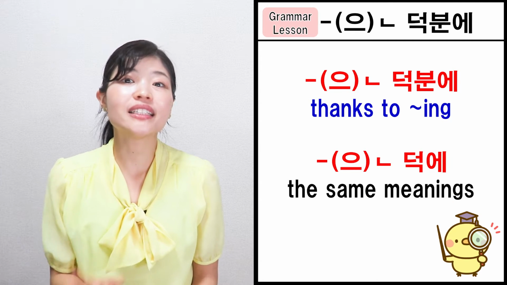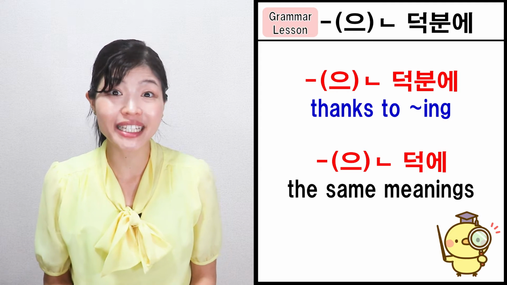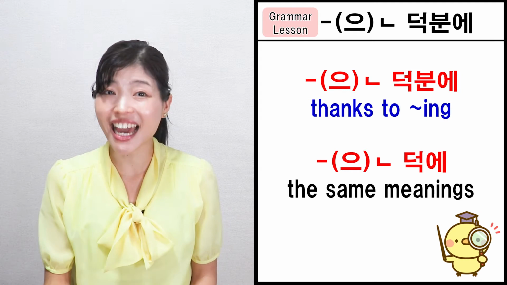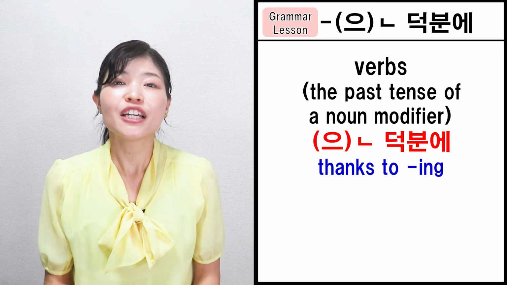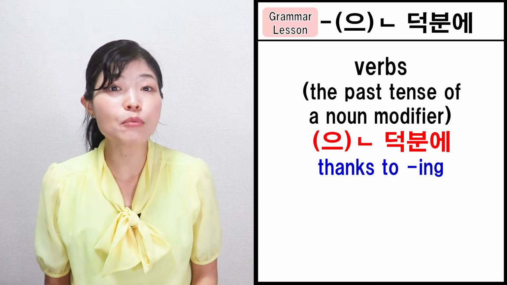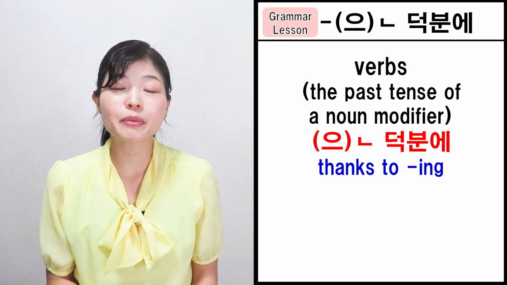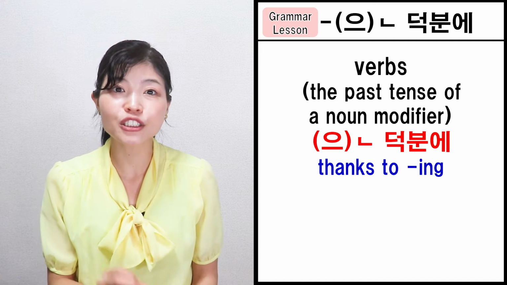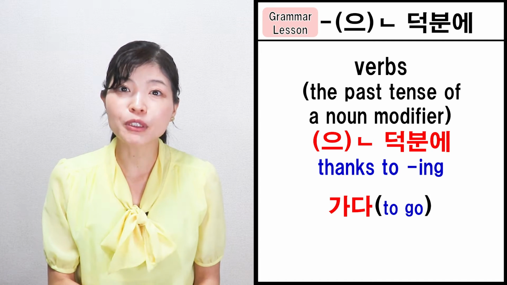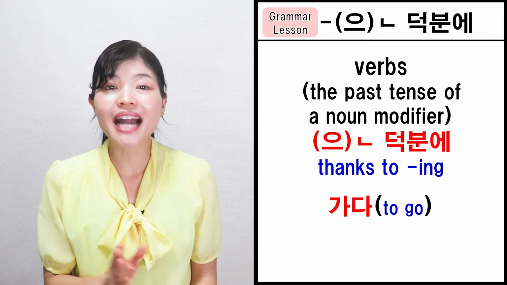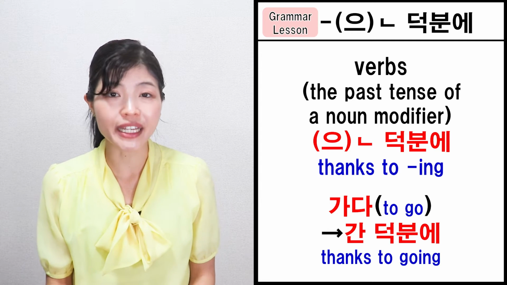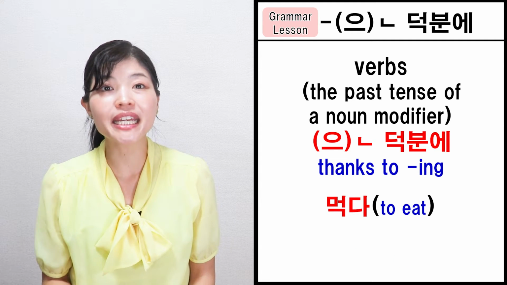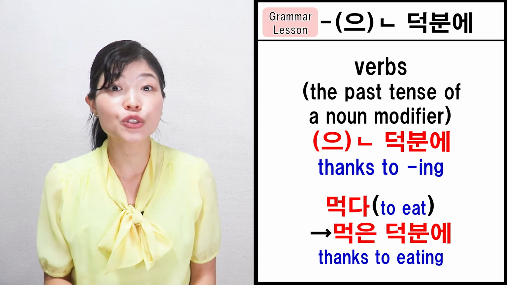은/은 덕분에 and 은/은 덕에 are the same meanings. So remember them together. To conjugate verbs, you use the past tense of a noun modifier. So it is going to be 은/은 덕분에 thanks to -ing. For example, 가다 to go will be 간 덕분에 thanks to going. 먹다 to eat will be 먹은 덕분에 thanks to eating.